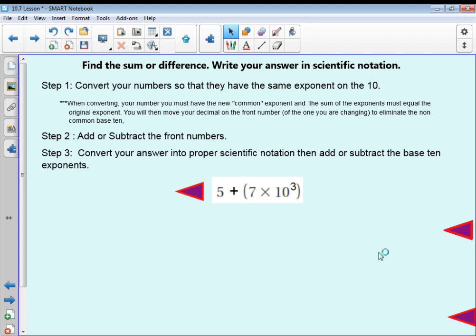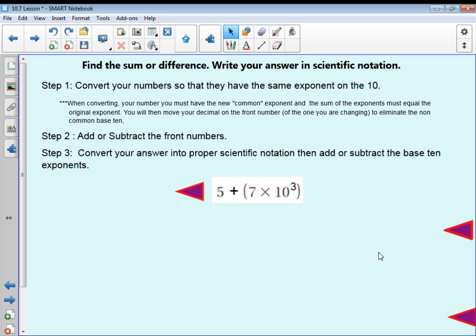Okay, in this part of the lesson, we're going to take it to the next level of adding and subtracting using scientific notation. But this time we're not going to have the same exponent on those base of 10s. So we're going to first convert our numbers so that they have the exact same exponent of 10.